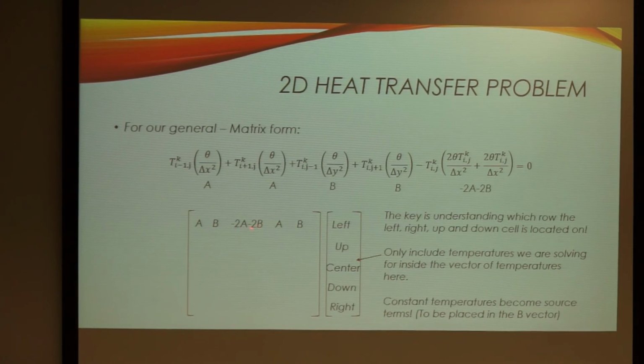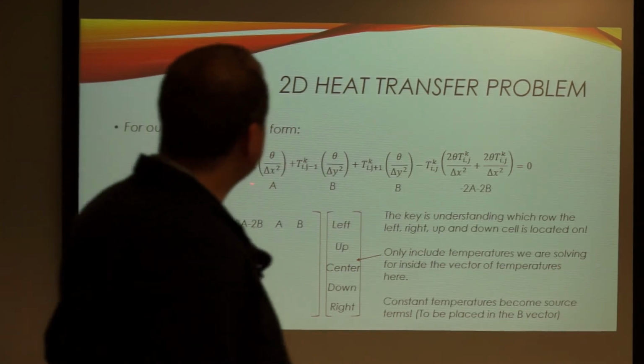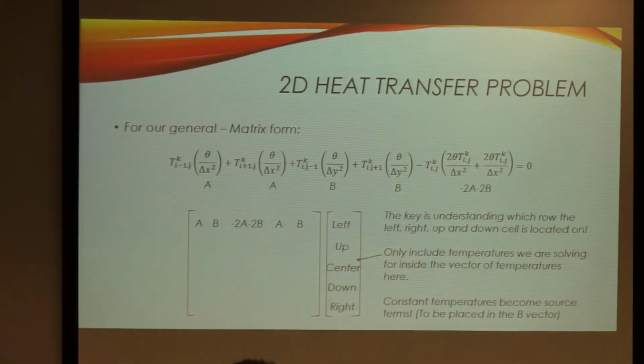Those are 1s. You're going to have minus 2a minus 2b on the diagonals, a and b on the left and right hand terms. You're going to have your left, up, center, down, right, in some way written here. Again, actually there's a mistake in that equation there. You should be able to figure out how your A matrix is built.